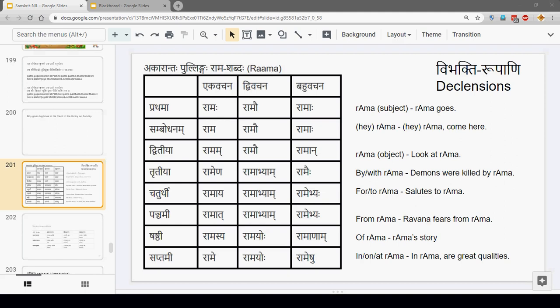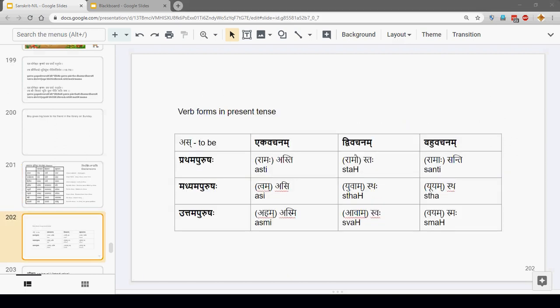So you look at the declension table of that word. Balaka, like Rama, is akaranta pullinga. It ends in a and is pullinga. Then because it is a subject, and it is singular, we use this form, like Ramaha, it will be Balakaha. Then you look at the verb table. Because Balakaha is the subject in the sentence.